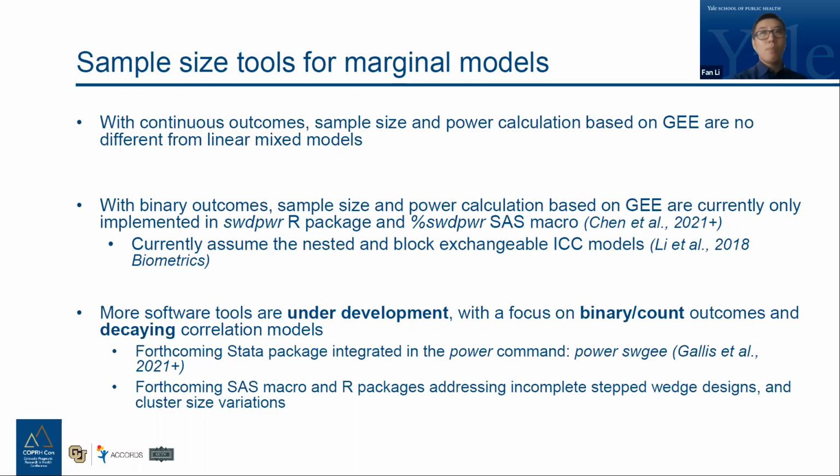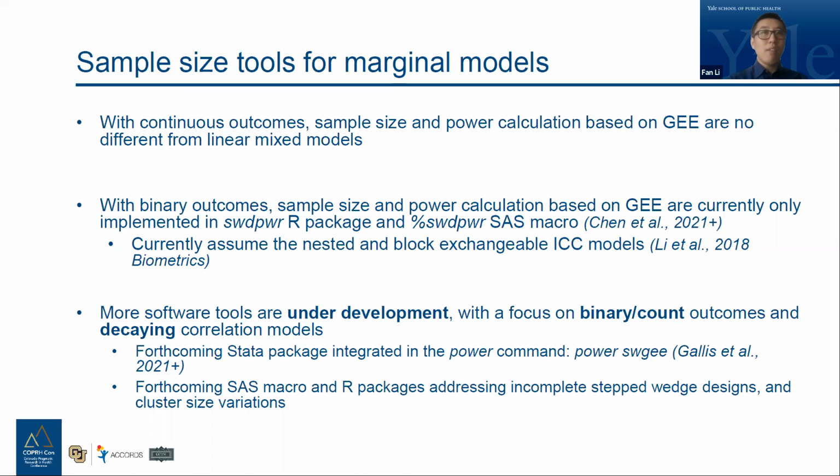With binary outcomes, the sample size and power calculation based on GEE are currently only implemented in the SW-D power R package, as well as the corresponding SAS macro, which assume only the nested and block exchangeable ICC models without introducing any further decay assumptions in the software.